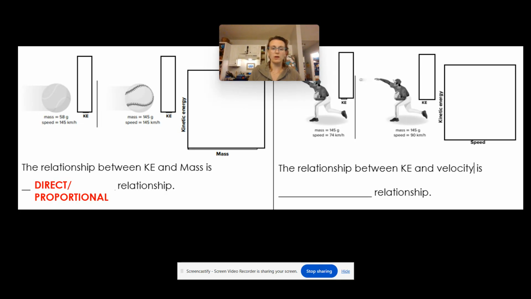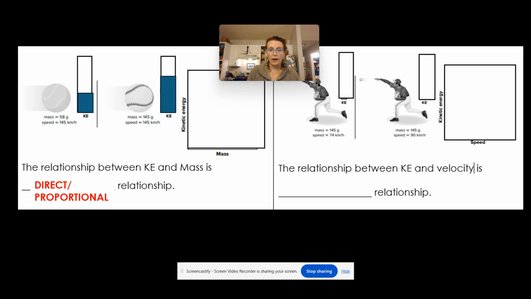What does it look like, let's pretend it's like the skate park. We've done the skate park. It's like one of those little bar graphs, okay? So which one is going to be higher, the tennis ball that has a mass of 58 grams or the baseball that has a mass of 145 grams? Well, obviously, the ball with the more mass is going to have more kinetic energy.